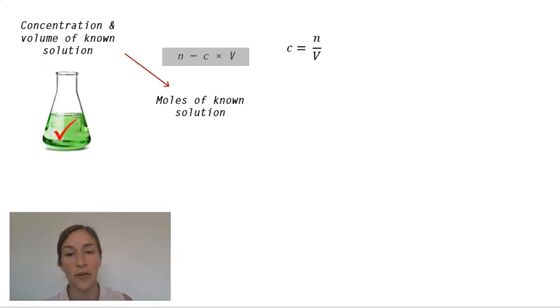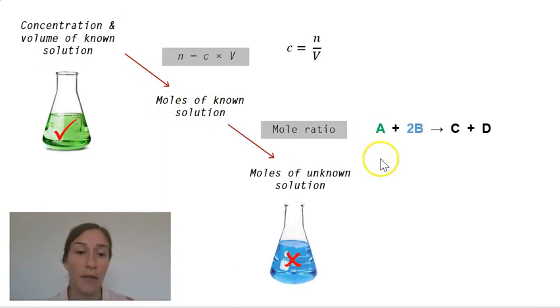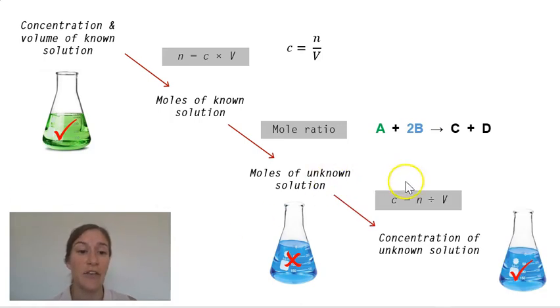Since you know the exact concentration and volume of one solution, you can use this equation here to figure out the moles of the known solution. Then, once you've balanced your equation and you've got your reaction stoichiometry, you can use the mole ratio, in this case 1 to 2, to figure out the moles of your unknown solution. Then finally, you can use this equation and the moles of your unknown solution to calculate the concentration, as you know the volume of your unknown solution as well.